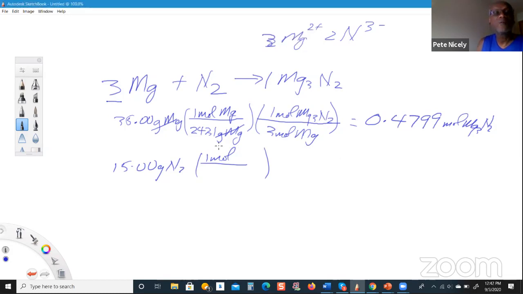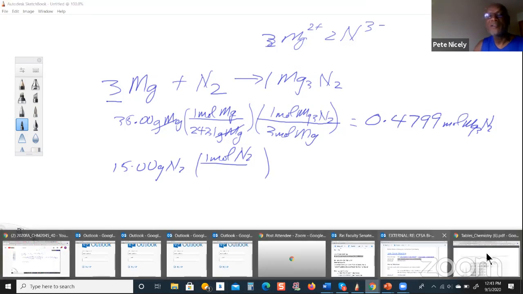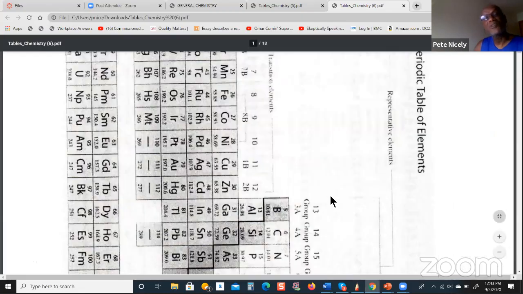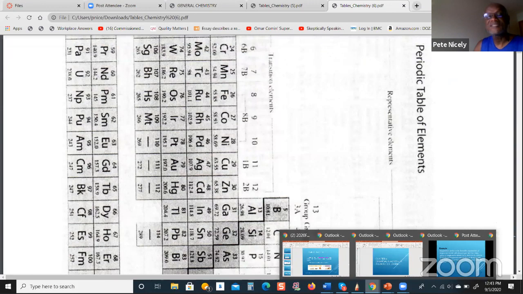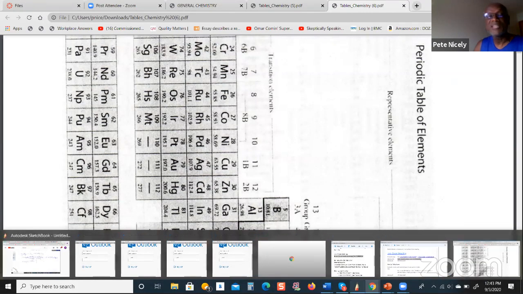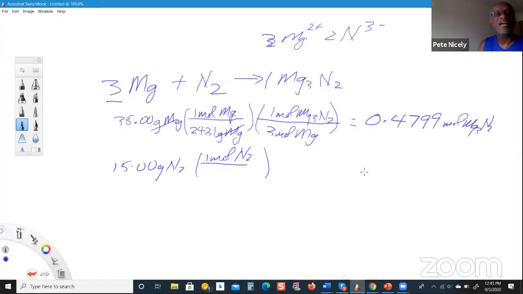Okay. 1 mole of nitrogen down here. And then the molar mass of nitrogen is 28. For one nitrogen atom is 14 point something, 14.01. So for 2 nitrogen atoms, it's going to be 28.02. So you're going to have 28.02 grams of nitrogen down here.